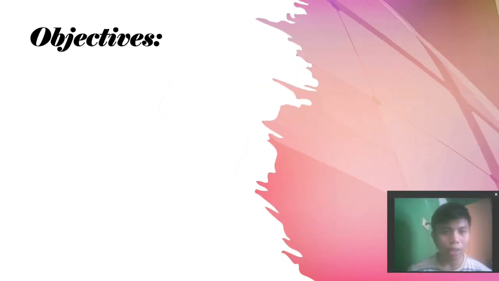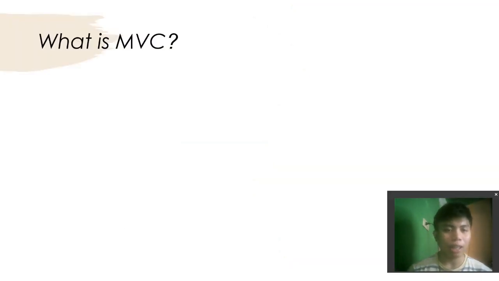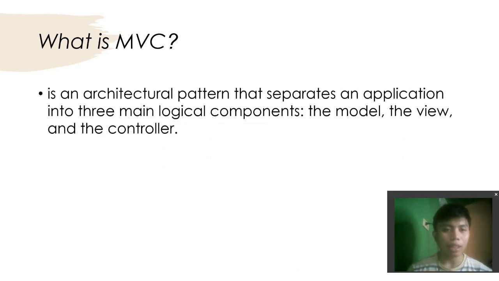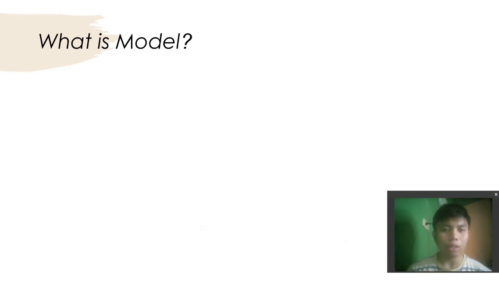Good morning everyone. Today our objectives are all about what MVC is and what the effects of MVC are on the C# programming language. Next, what is MVC? MVC is an architectural pattern that separates an application into three main logical components: the model, the view, and the controller. This is the picture of the model, the view, and the controller.